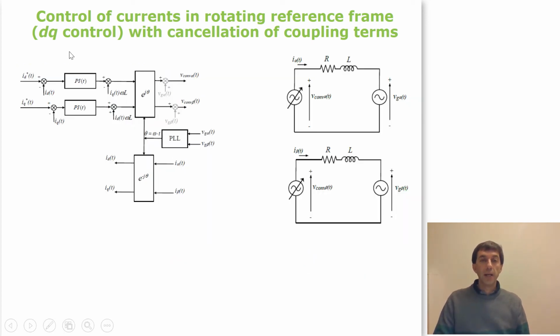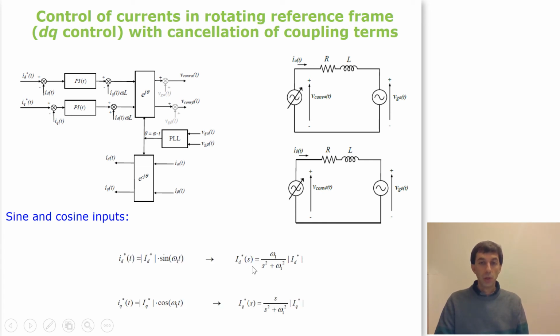Okay, so let's come back again to the DQ control block diagram, and here we have the power circuit, and now we are going to do, as we did before, the analysis when we have sinusoidal and cosinusoidal inputs at the current references. So for the D current reference, we will use a sinusoidal input. Here we have the Laplace transform, and for the Q current reference, we will use a cosinusoidal input, and here we have the Laplace transform for this one as well.